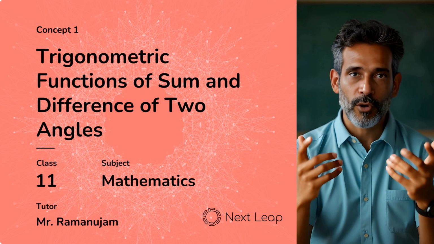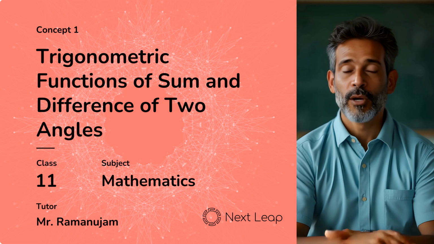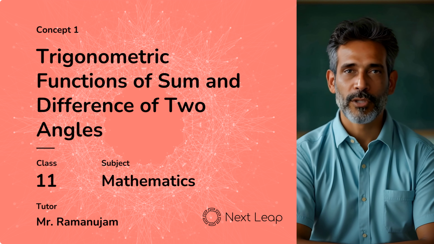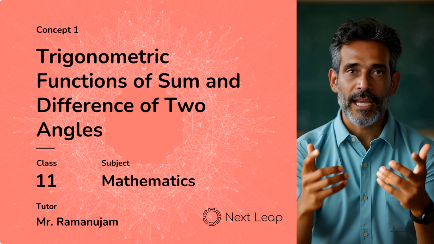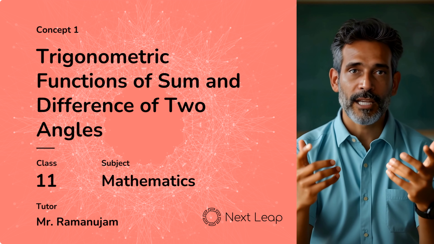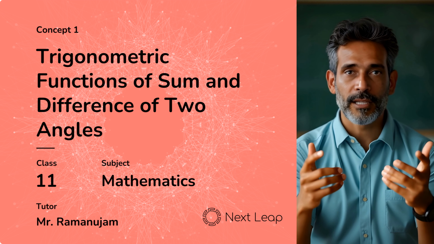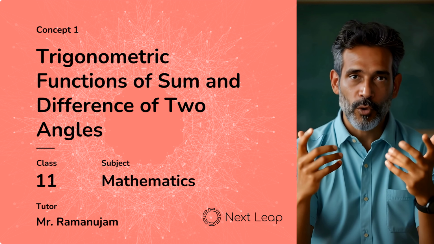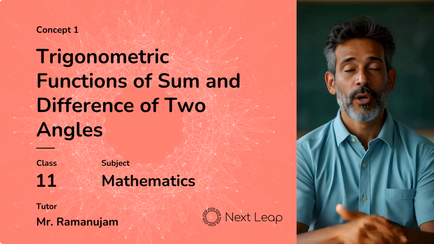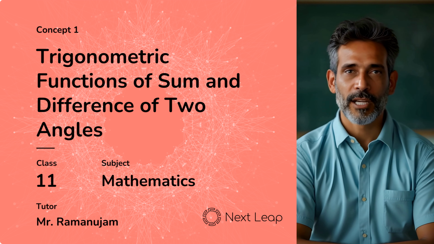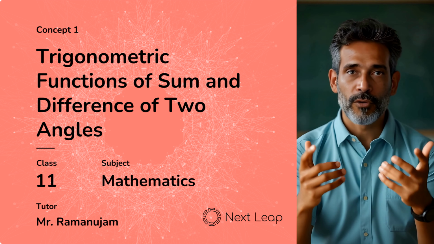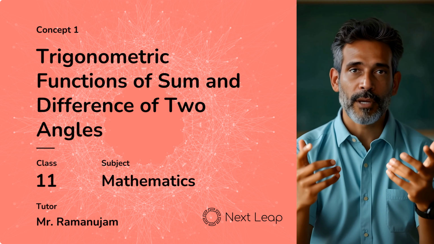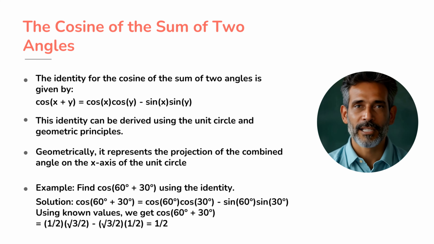Suppose we want to find cos(60° + 30°). We can use the identity cos(60° + 30°) = cos 60° times cos 30° minus sin 60° times sin 30°. Using the known values for sine and cosine, we get cos(60° + 30°) = 1/2 times √3/2 minus √3/2 times 1/2, which simplifies to 1/2.